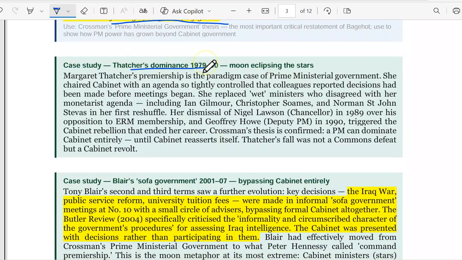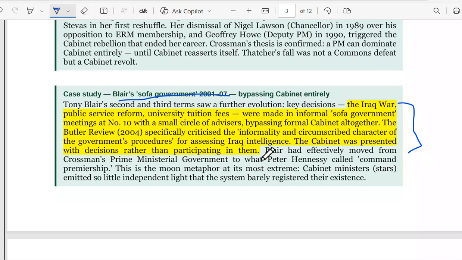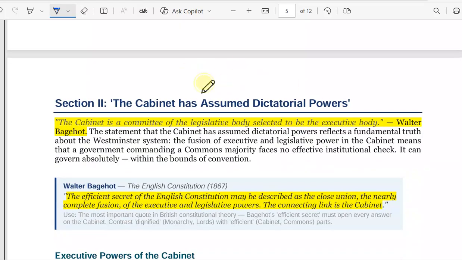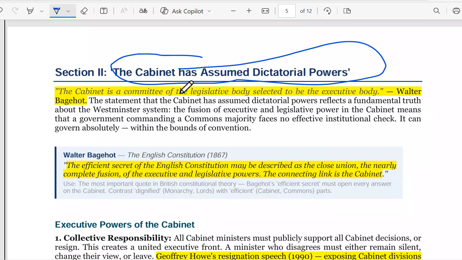Next, I have written about the dominance of Margaret Thatcher. You can give it a read. And Blair's sofa government. I have also told you above how he made all the decisions in Downing Street, but not in the cabinet. Okay, so the next part of our lecture is how the cabinet has assumed dictatorial powers.